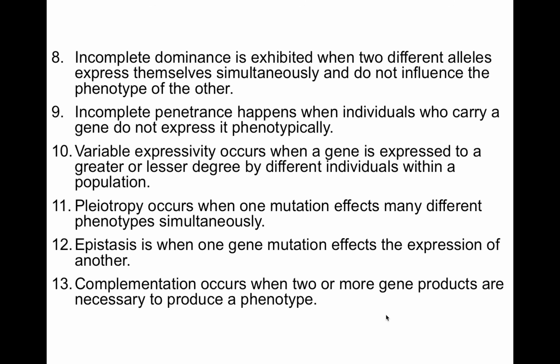Pleiotropy occurs when one mutation affects many different phenotypes simultaneously, such as the cystic fibrosis gene. Epistasis is when one gene mutation affects the expression of the other, such as the two white flowers repressing the effect of a dominant homozygous for the dominant allele of the other gene. Complementation occurs when two or more gene products are necessary to produce a phenotype.